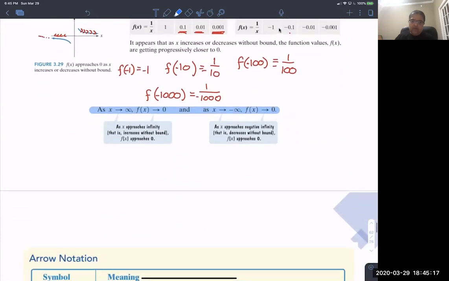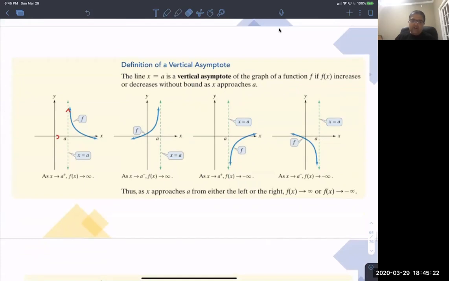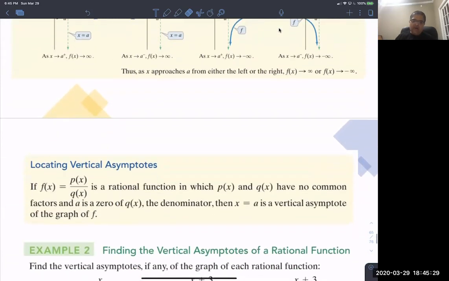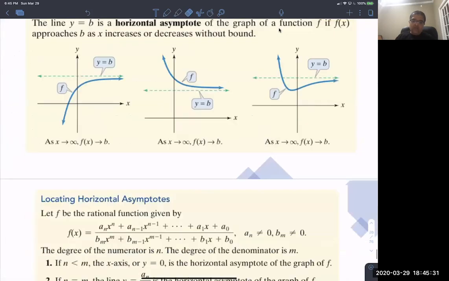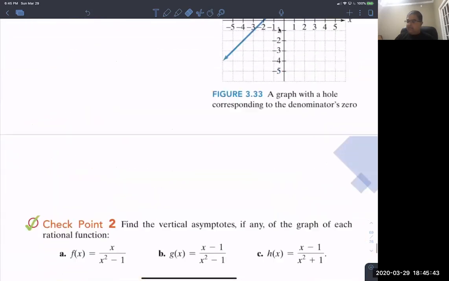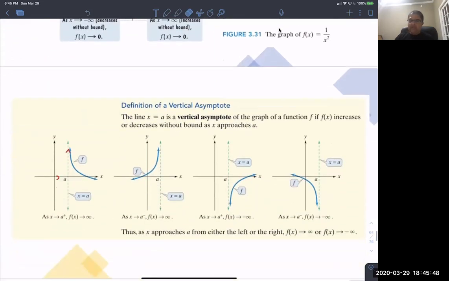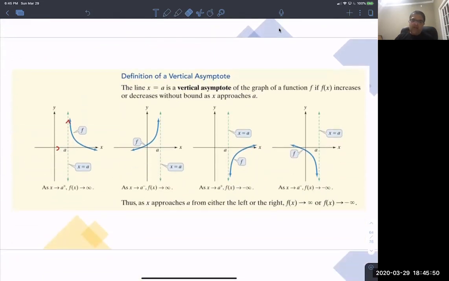So take home point, a vertical asymptote occurs when your input approaches a number and your output shoots off to infinity or negative infinity. And a horizontal asymptote occurs when x goes to infinity or negative infinity and f of x approaches a number. Okay. Now, that is not the only difference between a horizontal and vertical asymptote.